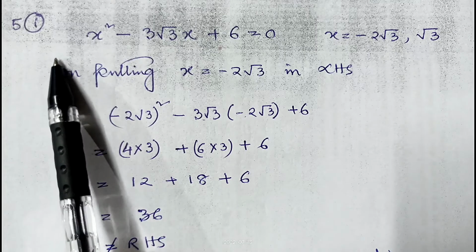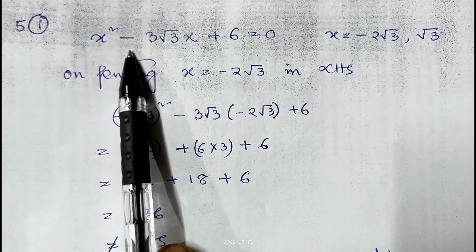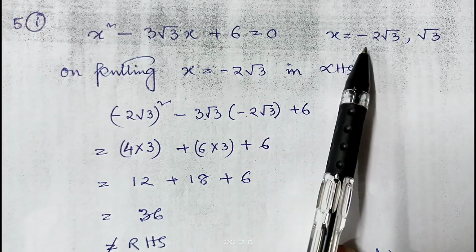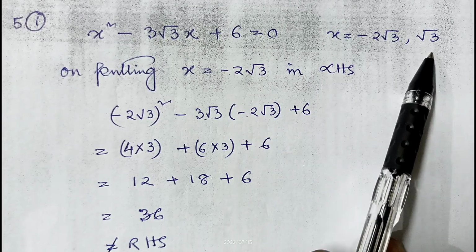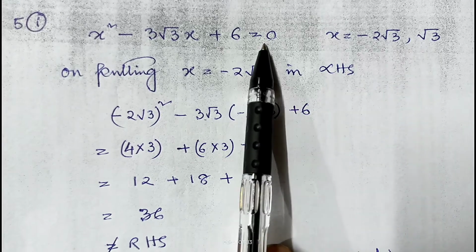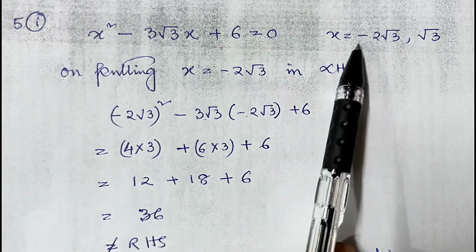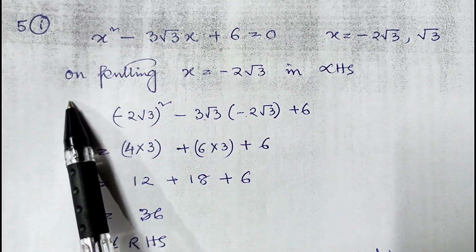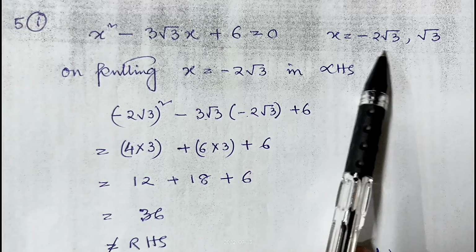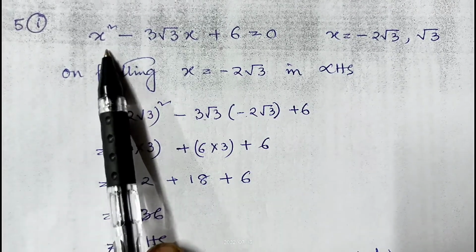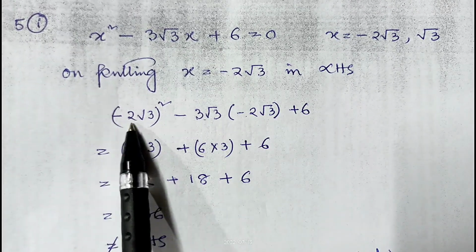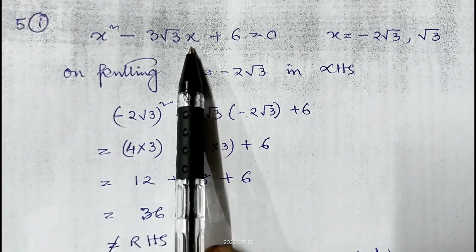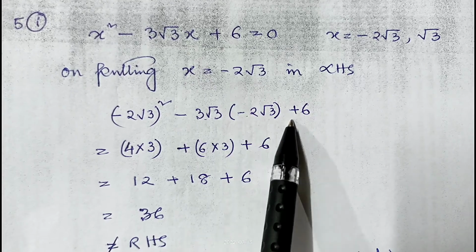In question number 5, first part, it is given x² - 3√3x + 6 = 0, and we have to check whether x = -2√3 and √3 are solutions of this equation or not. So first we are going to replace x by -2√3 in the left hand side. So we can write, on putting x = -2√3 in the left hand side, it will be (-2√3)² - 3√3(-2√3) + 6.